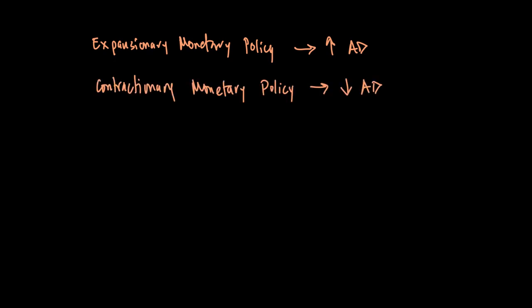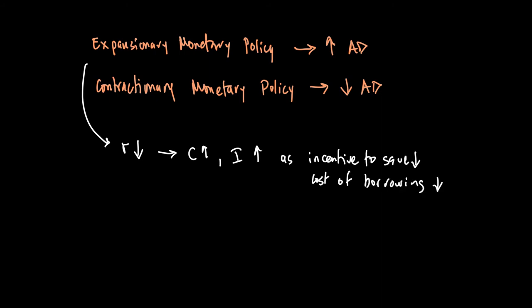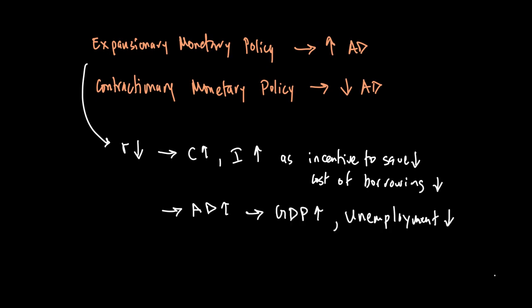Let's look at how the expansionary and contractionary monetary policy work. The central bank of a country can use expansionary monetary policy when they want to increase aggregate demand. On the other hand, if they want to decrease aggregate demand, they can use contractionary monetary policy. So when you use expansionary monetary policy, we may cut down interest rates, and a fall in interest rate results in consumption going up and investment going up, because now the incentive to save is going down, and also the cost of borrowing is going down. So the AD curve will shift to the right, and this rise in AD can cause the GDP to go up and unemployment to go down in an economy. But at the same time, we may also see the price level go up.